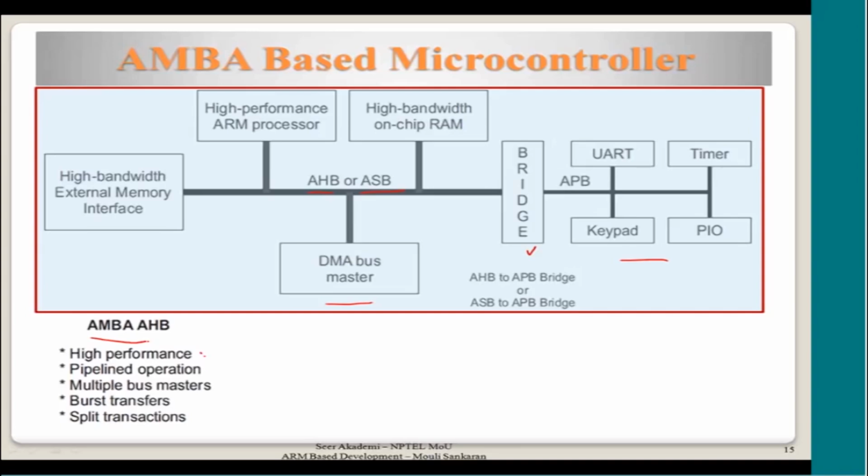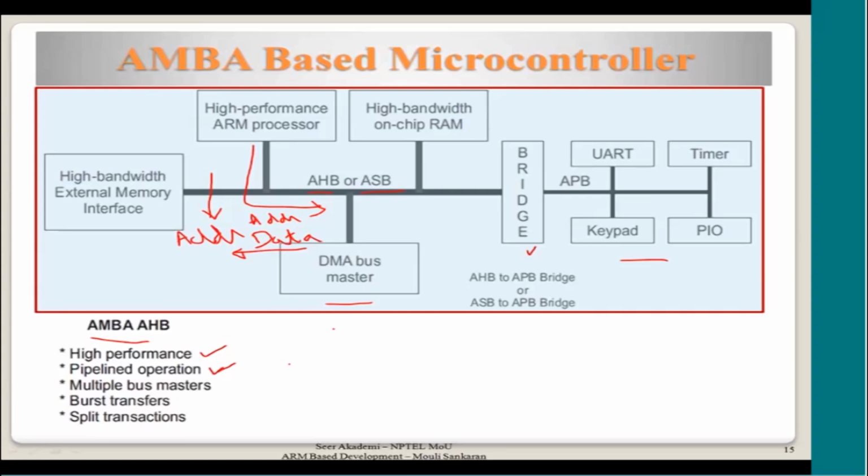High performance, of course. Pipelined operation. What I mean by pipelined is this: a bus transaction can be split into multiple things, address and data. Suppose it is a read cycle, the address will be generated, and after some time the data will come from memory. So in a pipelined operation, while the address is generated for the previous cycle and the data is yet to come, another address generation could happen for another transaction.